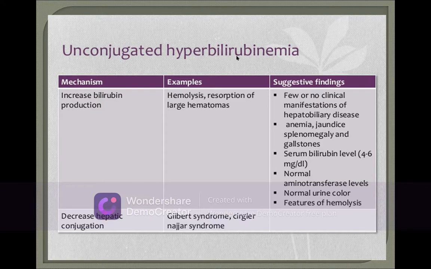Unconjugated hyperbilirubinemia, repeat the cycle again. The RBC will die and release heme and globin. Heme will be converted by macrophages into biliverdin. It will carry it into the liver, definitely, by haptoglobins and other specific proteins that are present.